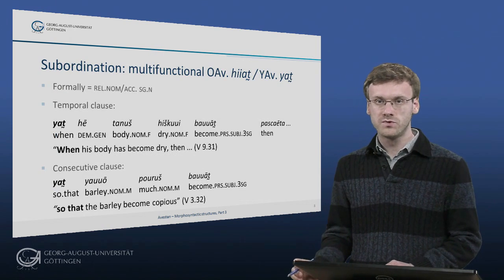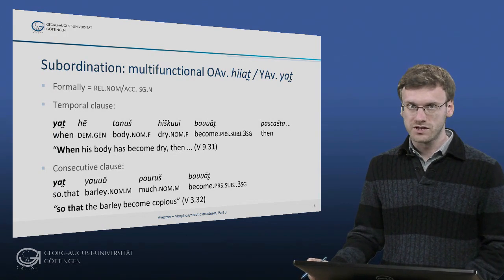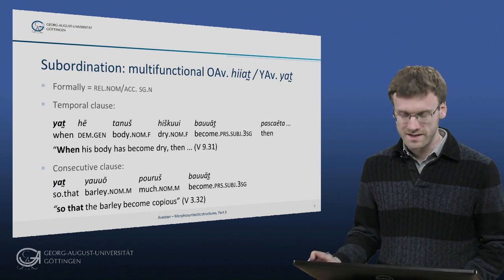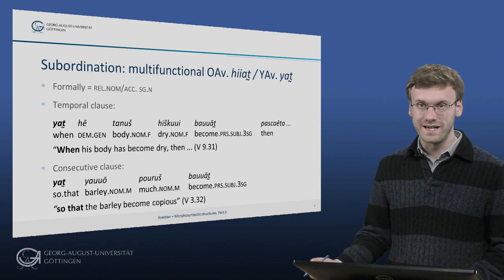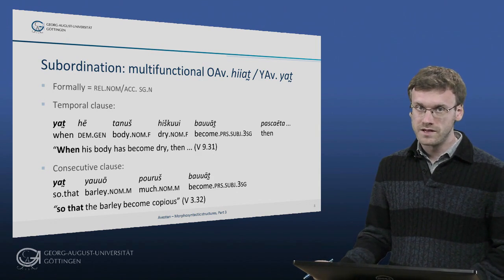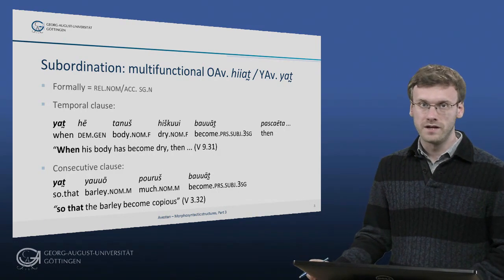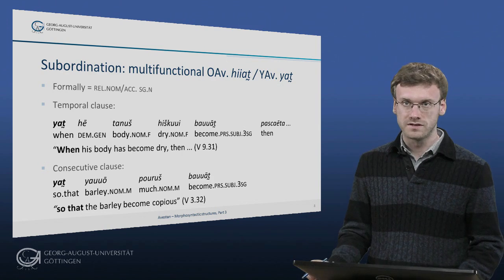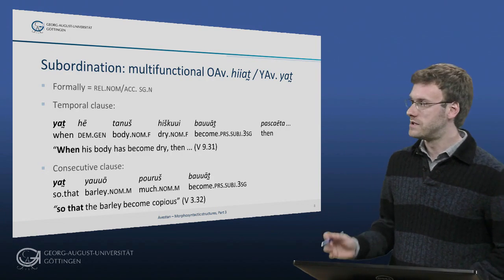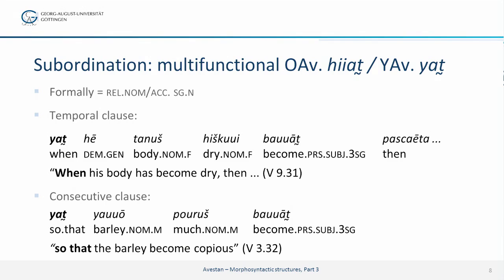When we now turn to subordination, clearly the most important subordinating conjunction in Avestan is Old Avestan hyat, Young Avestan yat. This subordinator is formally identical with the nominative accusative singular neuter of the relative pronoun and is used in a variety of functions. Here are a few examples illustrating this multifunctionality. In the first example, yat serves to introduce a temporal clause.